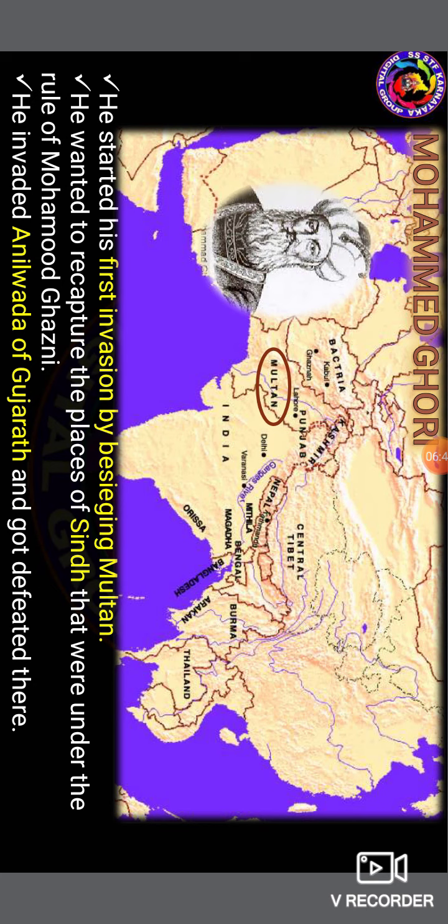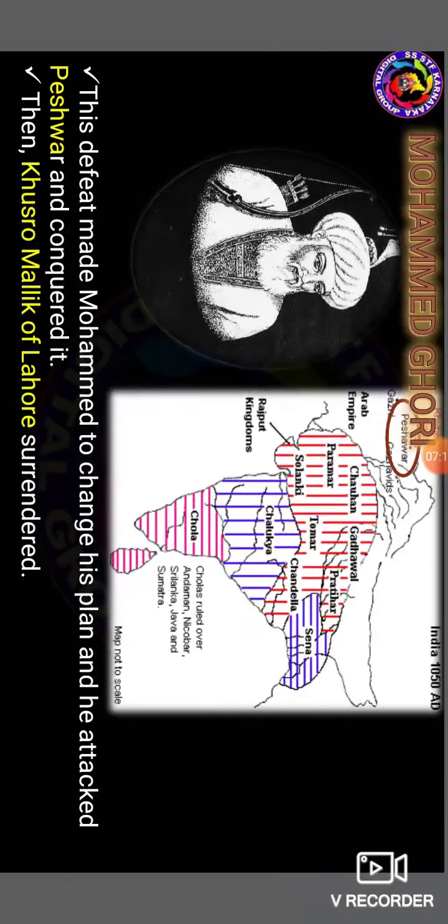Look at that map, how Muhammad Ghori started his empire. He started his first invasion by attacking Multan. He wanted to capture the places of Sindhu that were under the rule of Mahmud of Ghazni. He invaded Anhilwada of Gujarat and got defeated there. This defeat made Muhammad change his plan. He attacked Peshawar and conquered it.